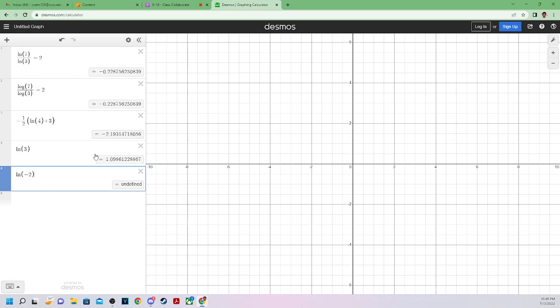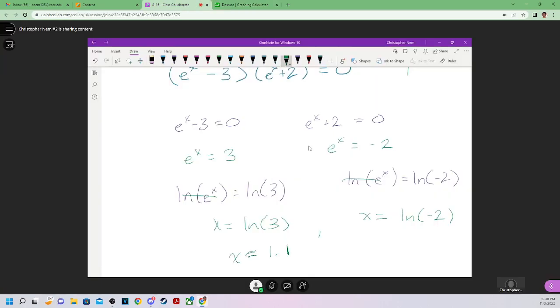But wait, it says undefined. Why is this undefined? Well, you can't have a negative input for your natural log. Remember, the domain is strictly positive. I can't find an x value that'll eventually get this to negative. Even if I choose x to be negative, that won't give me a negative output. So that's the reason why this is not a solution.